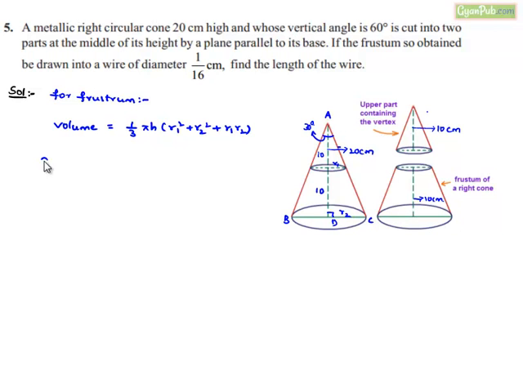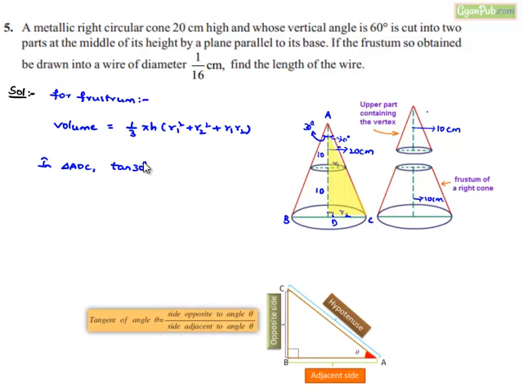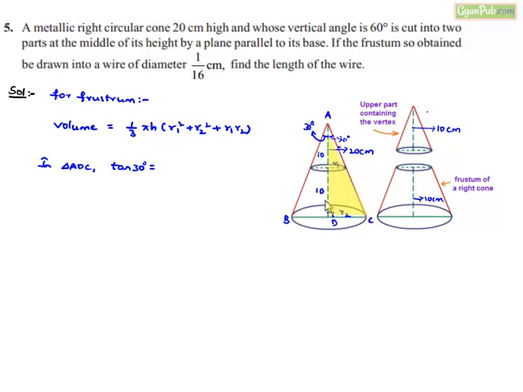Now in triangle ADC, angle D is 90 degrees and here we have the angle as 30 degrees. In this triangle, by applying the trigonometric ratio tan 30, which is equal to opposite side by adjacent side, tan 30 will be equal to R2 by complete height, that is 10 plus 10, 20. Now we get the value of R2 as 20 into tan 30, that is 20 by root 3.